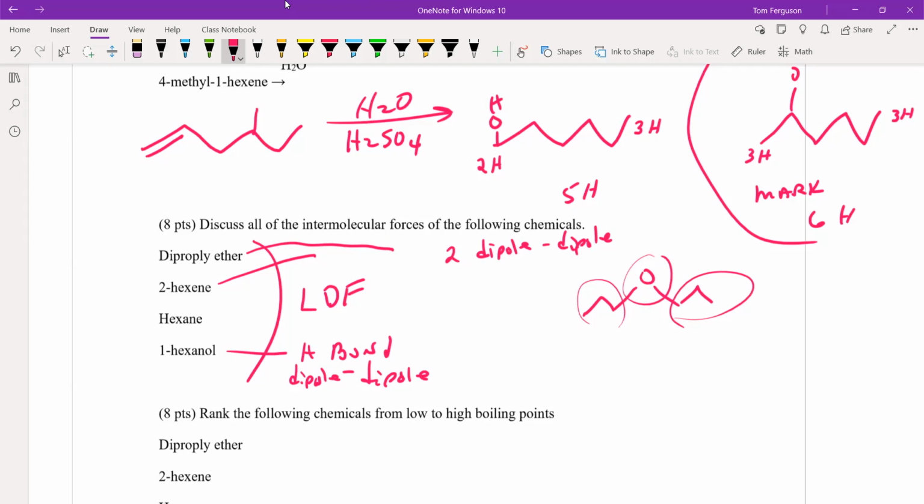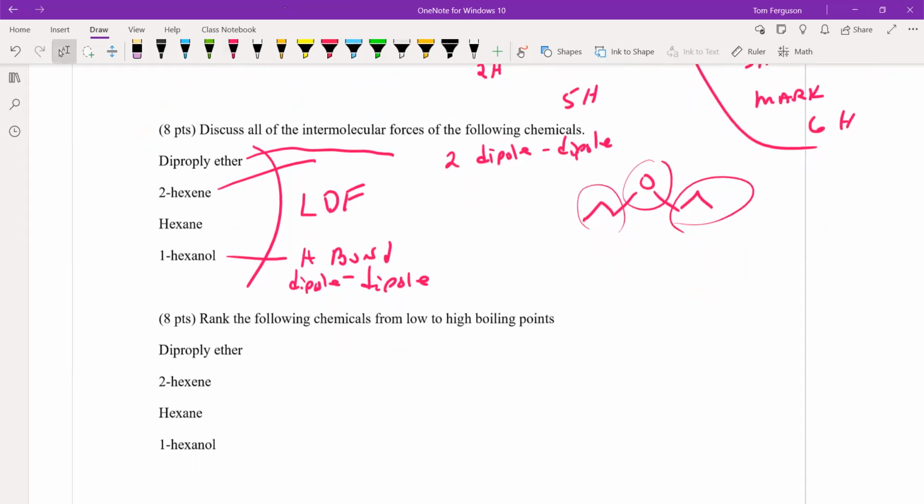Okay, so of these 4, which has the highest boiling point? Right, the alcohol. What's next? Yep, the ether, because oxygen's present. And then between these two, it's kind of a push. So that could be 3-4 or 4-3. I'll give you credit for either one.